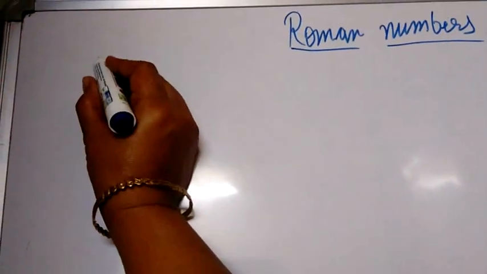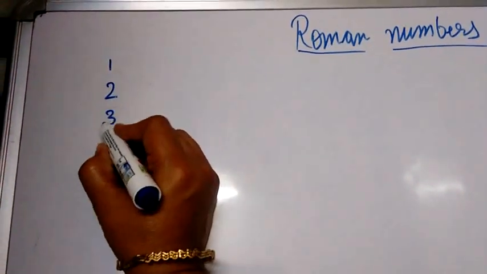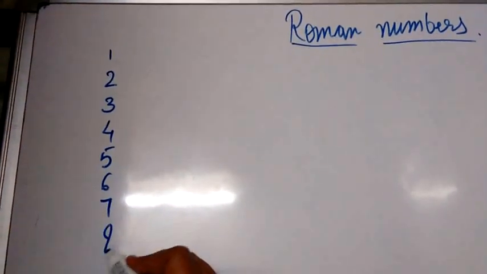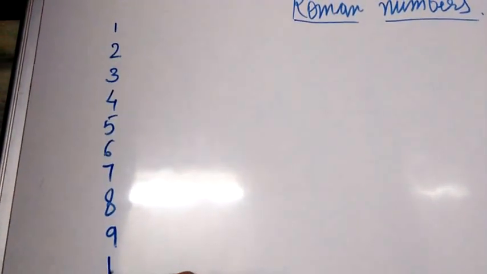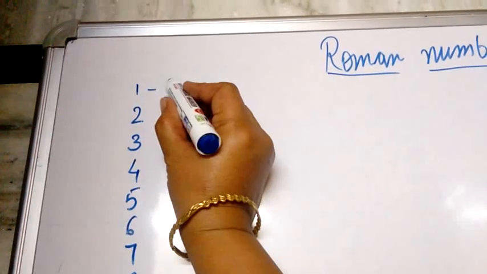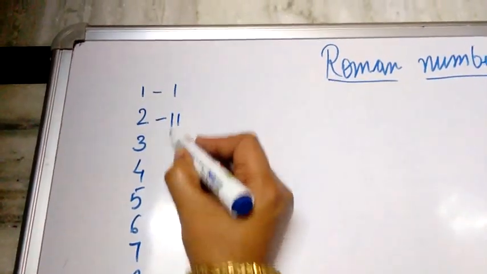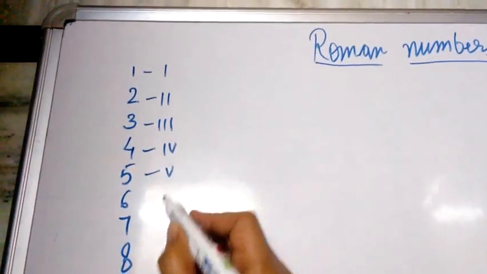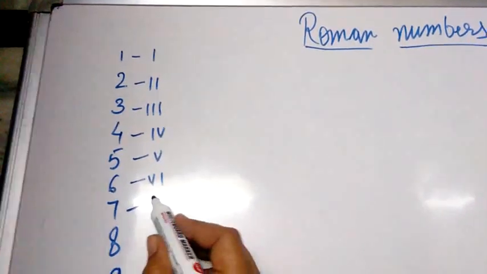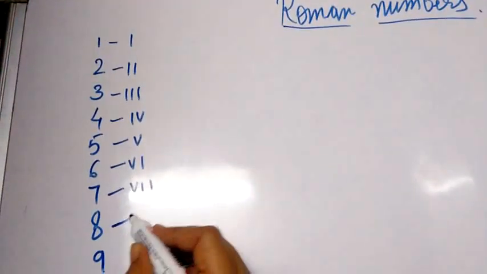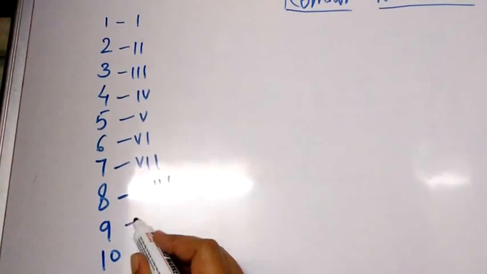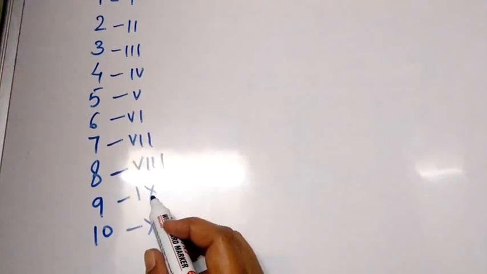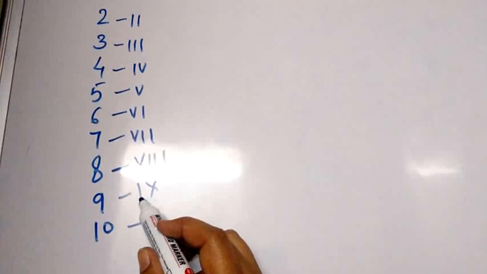So let's start from 1. 1, 2, 3, 4, 5, 6, 7, 8, 9, 10. 1 like this, 2, 3, 4, 5, 6, 7, 8, 9, 10. This X represents 10. And when we write I before it, it means 1 less than 10.